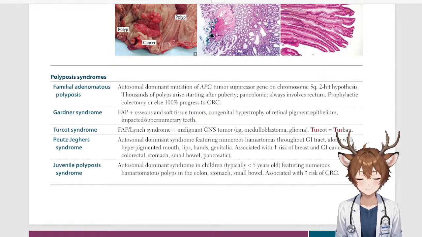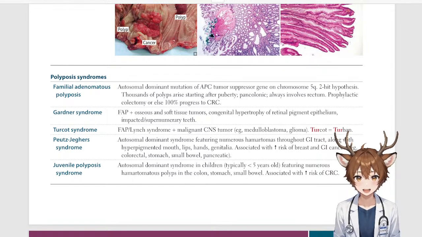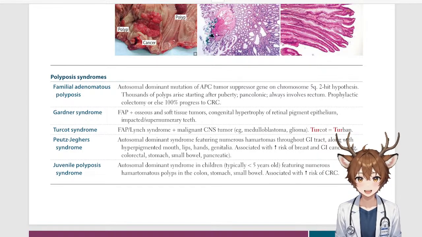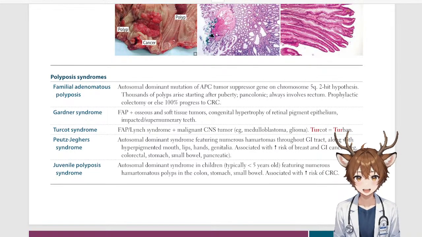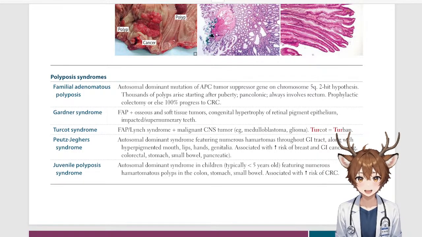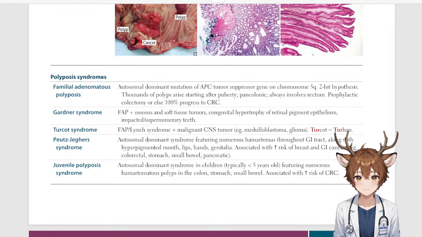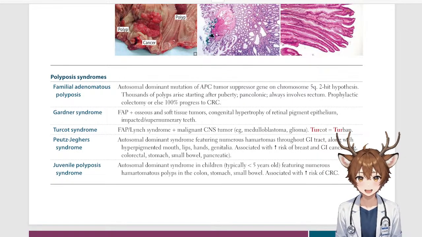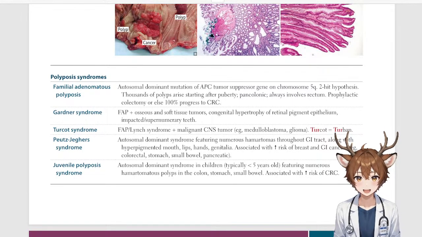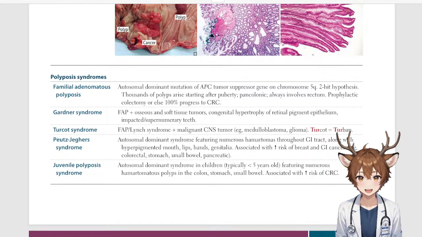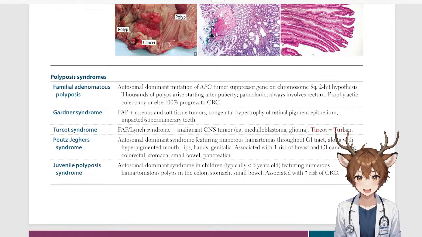What about MUTYH-associated polyposis syndrome? Autosomal recessive disorder of the MUTYH gene responsible for DNA repair, associated with a significantly increased risk of CRC. Polyps, adenomatous, may be hyperplastic or serrated, and serrated adenomas, also associated with duodenal adenomas, ovarian, and bladder cancers.